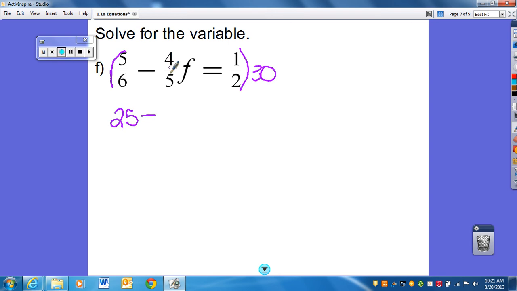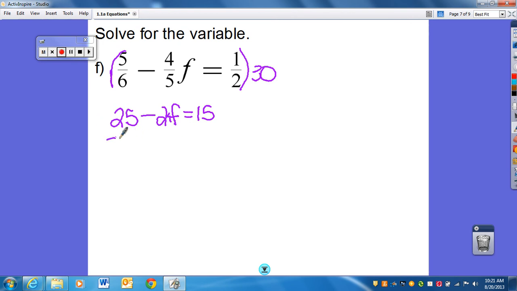Minus, I'm going to take 4/5 times 30 over 1, that gives me 120 over 5, which reduces to 24, giving me 24f. And then I multiply 1/2 times 30 over 1, which is 30 over 2. My result reduced would be 15. Now I have an equation in one variable without the fractions.